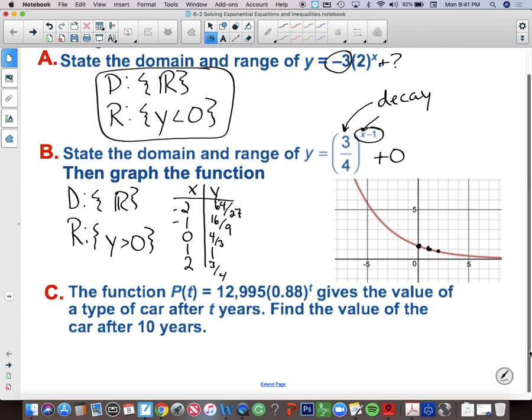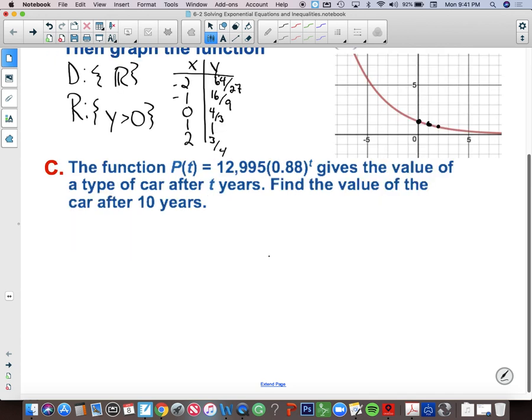All the way at the bottom, the function P of t equals that gives the value of a type of car after t years. Find the value of the car after 10 years. All right, this is a decay model. And I know it's a decay model because the stuff in the parentheses here is less than 1. And if you use a little bit of common sense here, think about what happens after you buy a car. As soon as you buy it and drive it off the lot, it goes down in value. So we're going to find the value after 10 years. So 10 is my t, so we're just going to plug that in.